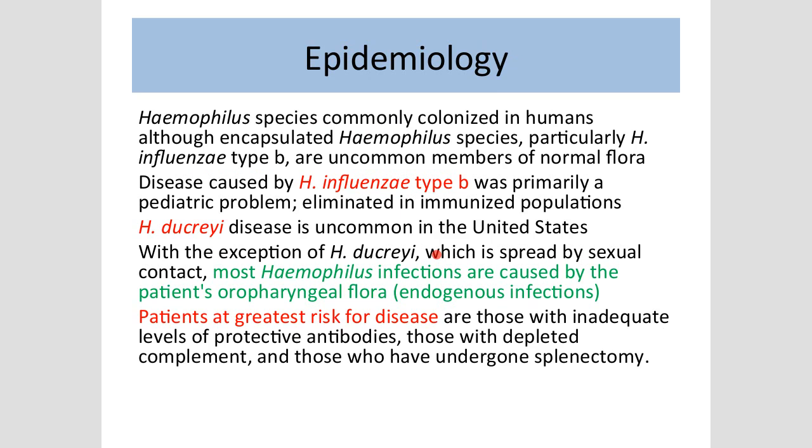So apart from what I discussed earlier, as you can see in terms of statistics, it was a pediatric problem, but we give you the vaccine, which pretty much takes care of that. The chancre that I told you can be present on male or female genitalia is still uncommon in the United States, but in the rest of the world it's present. Haemophilus ducreyi is the only strain of this particular bacteria that can be sexually transmitted. That's why it is there. Otherwise, most of the infections are caused by the patient's oropharyngeal flora. So we call that endogenous infection because this is commonly in your own throat and you get infected, as compared to this one, which you have to acquire from somebody who is suffering from a sexually transmissible disease.